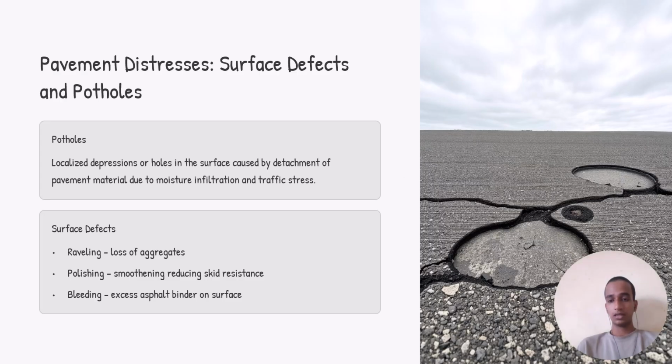So we have till now learned about two types of distresses. Now third is the surface defects and potholes. It falls under the same genre. And first of all, we'll come to potholes. Potholes are like localized depressions or holes. You might have seen them in local areas.